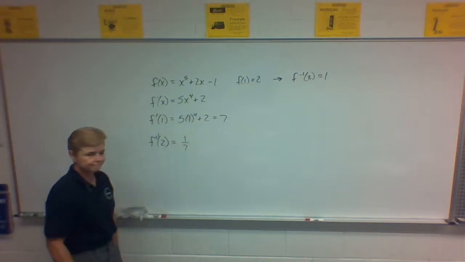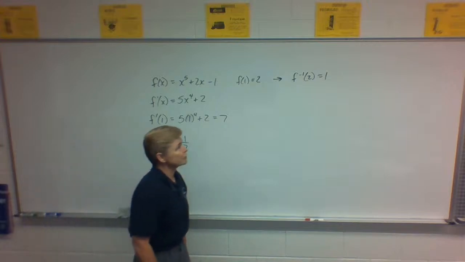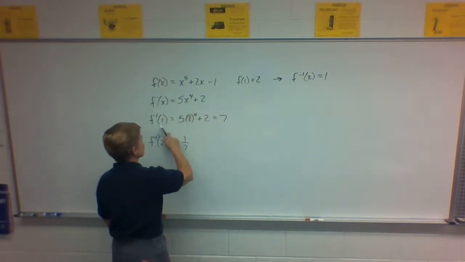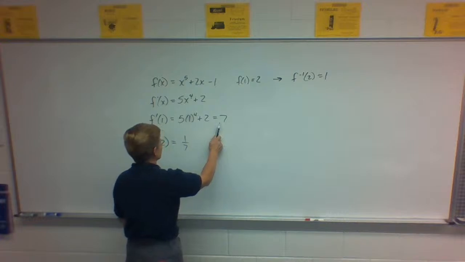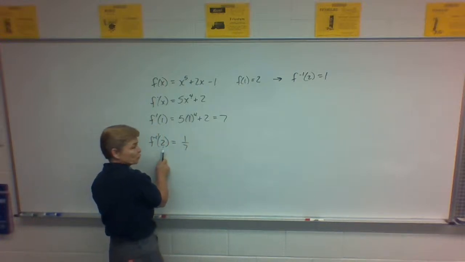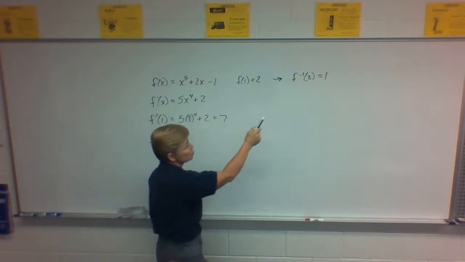Wait a second. Where did the 7 come from? Plug in one to the derivative. You have to stay true to the point that is on F. So that means you have to evaluate the derivative at 1, and the reciprocal of that will be the evaluation of this one when x is 2. That's not what you said. That's what I meant. Because they have to switch places.